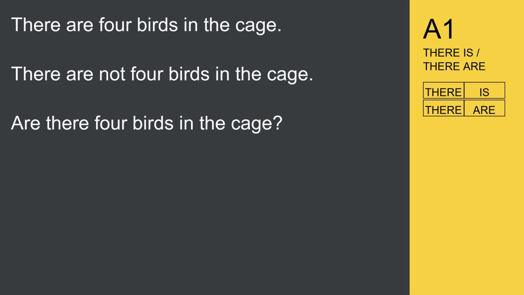There are 4 birds in the cage. There are not 4 birds in the cage. Are there 4 birds in the cage?